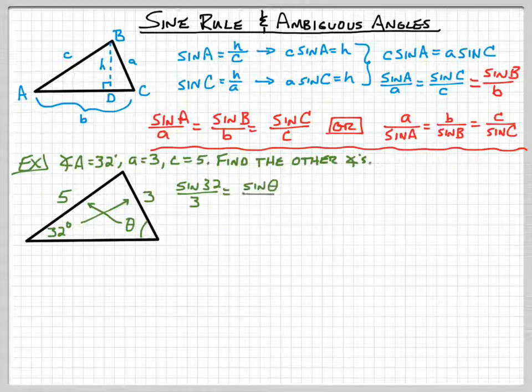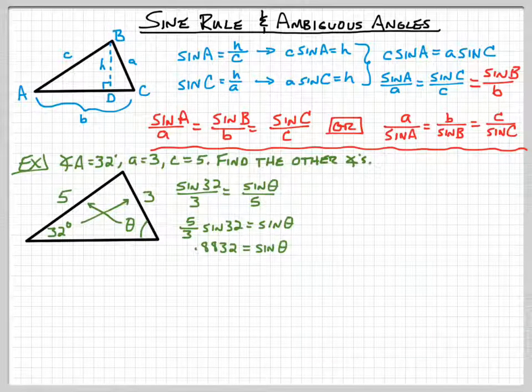So we set up our proportion. And now we want to get sine theta alone because we want to find out what theta is. So we're going to multiply both sides by 5, and we get 5/3 sine 32 equals sine theta. I'm going to punch 5/3 sine 32 into my calculator, and I get 0.8832. And now I'm going to do the inverse of sine of that same value to find out what theta is.